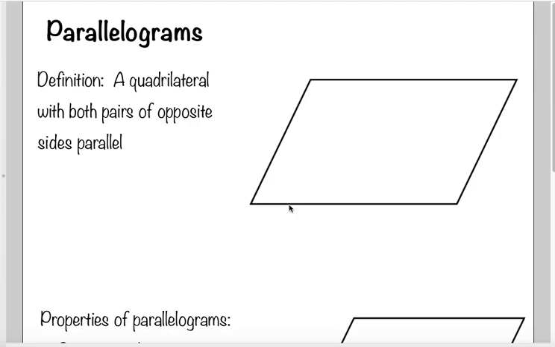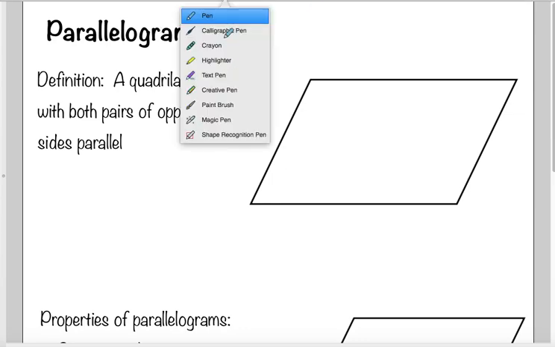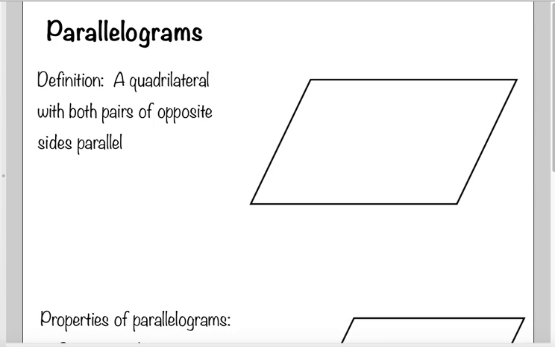Look at parallelograms in general and what characteristics are special about them and how we might use those characteristics to solve problems. The definition of a parallelogram is a quadrilateral with both pairs of opposite sides parallel. So when you are told that something is a parallelogram, you are able to label the opposite pairs of sides as being parallel based off of that definition.